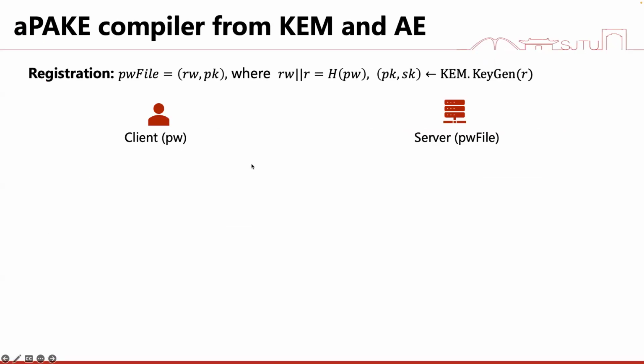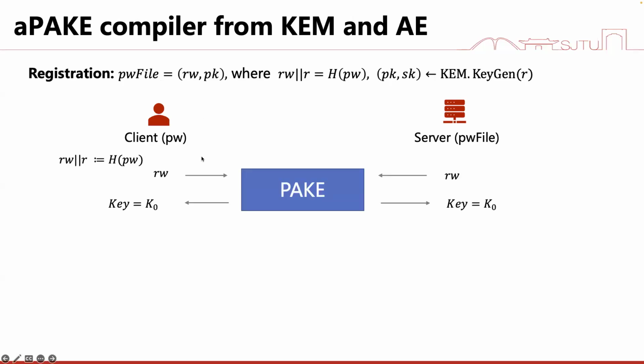During the registration phase, the server first computes RW and R as two hash values from the password. Then it takes R as the randomness of the key generation algorithm of CAM and obtains the public key PK and secret key SK. Finally, the server stores RW and PK as its password file.